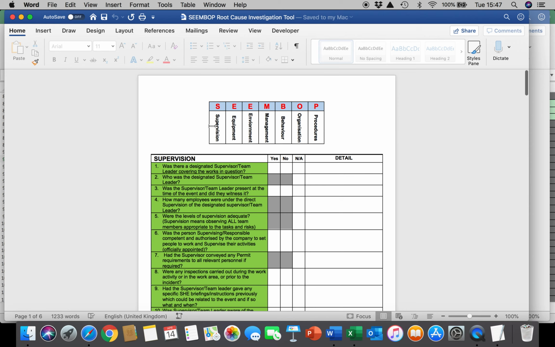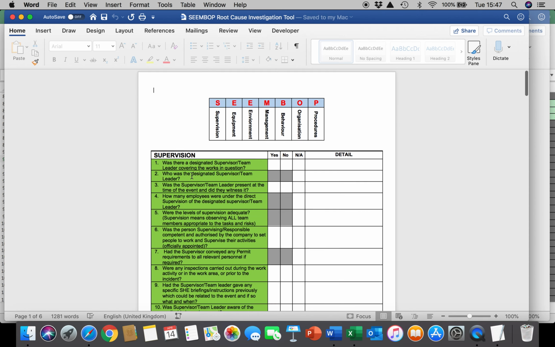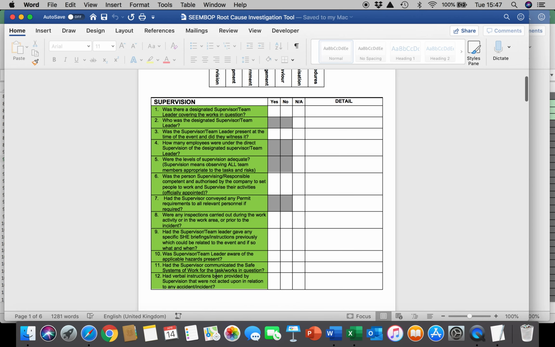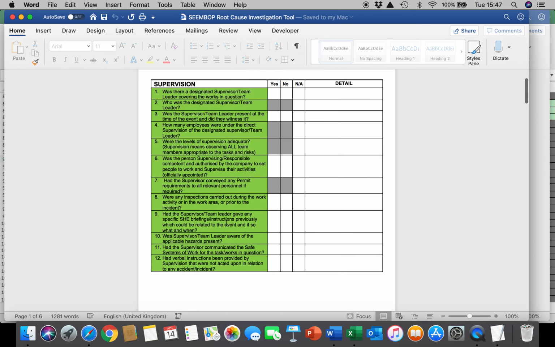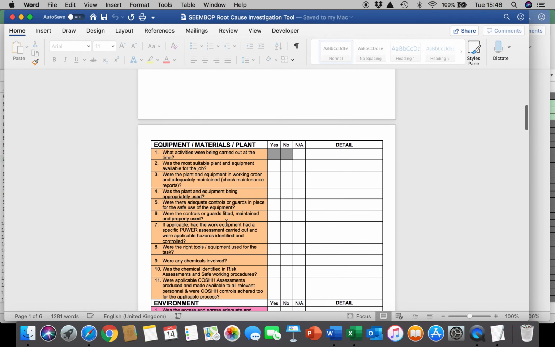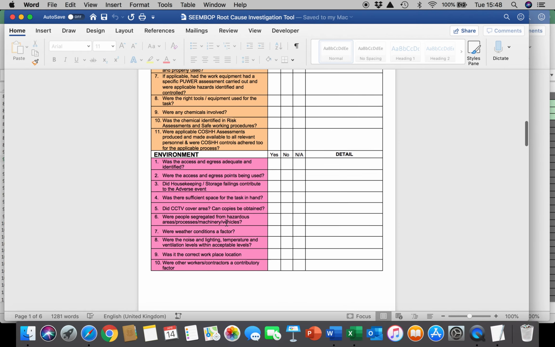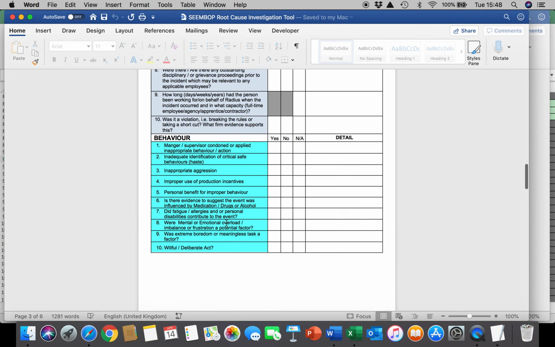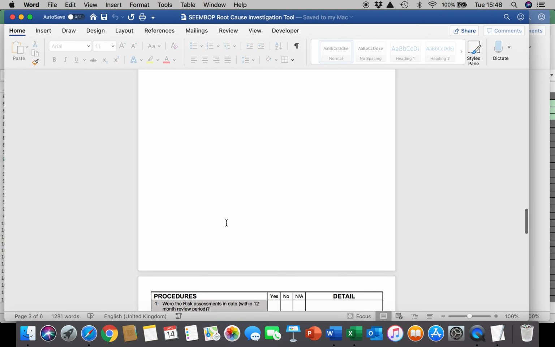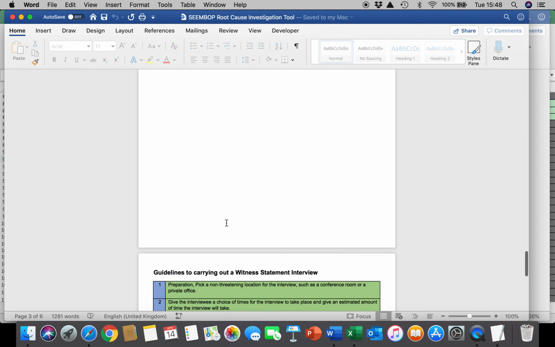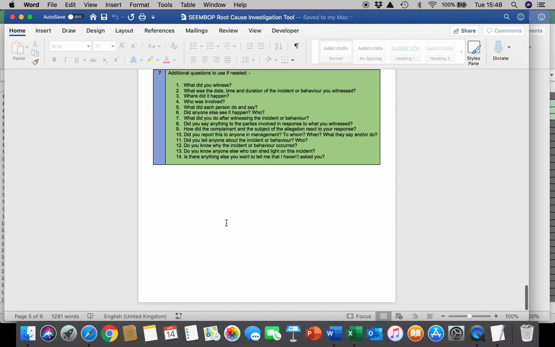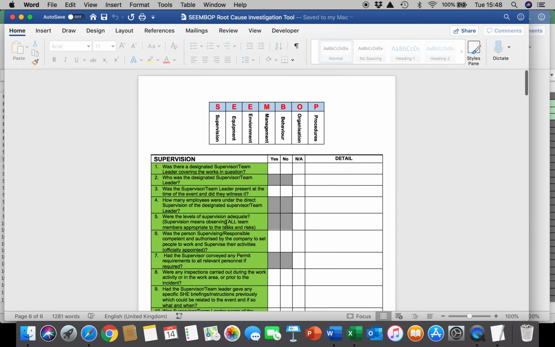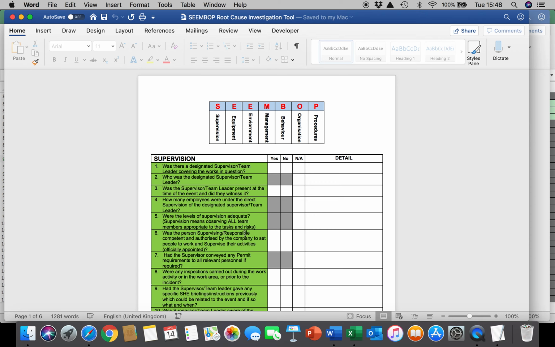So SEAMBOP stands for Supervision, Equipment, Environment, Management, Behaviour, Organisation and Procedure. But it's a series of questions that it asks you. So it can be yes, no, not applicable, and then put in some detail there. But it helps you go through a logical process to come to a conclusion as to why the accident occurred and how you can reduce the likelihood of it happening again. And that's what we need to fill in for an incident investigation.